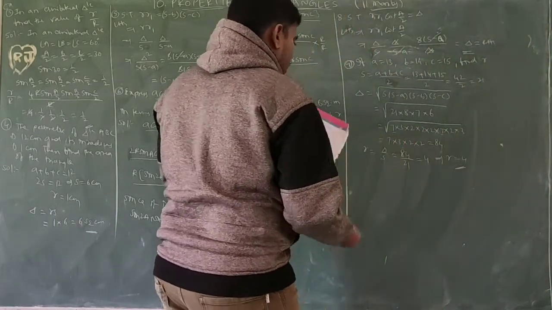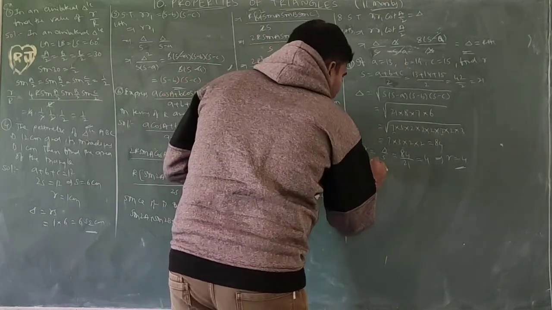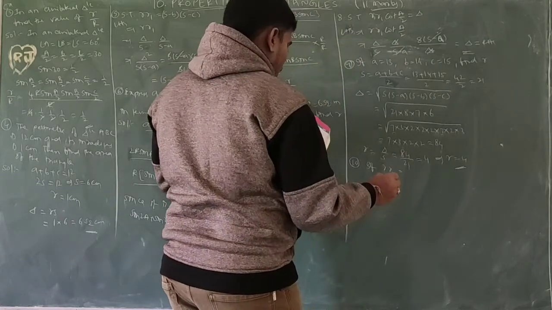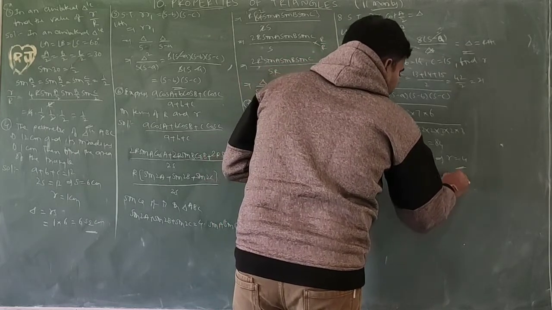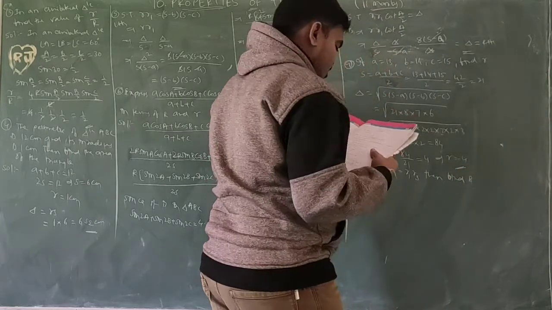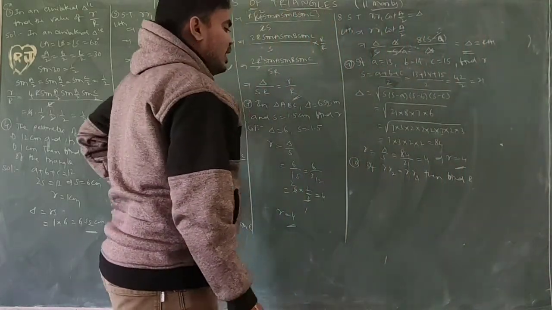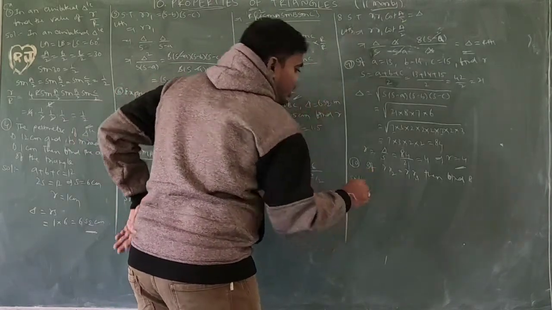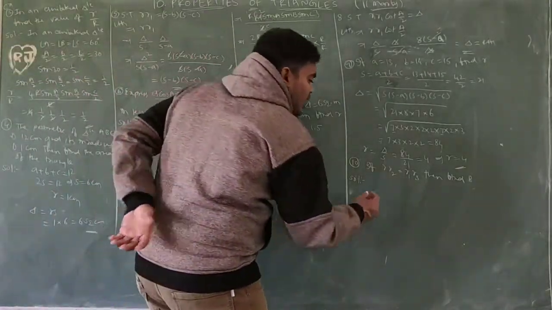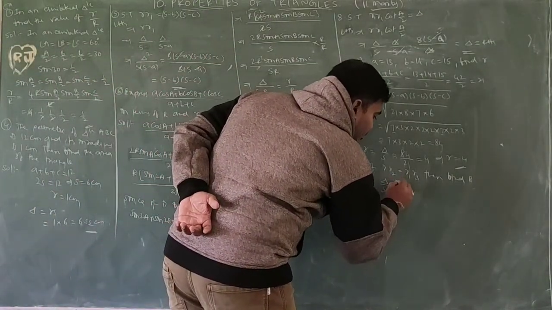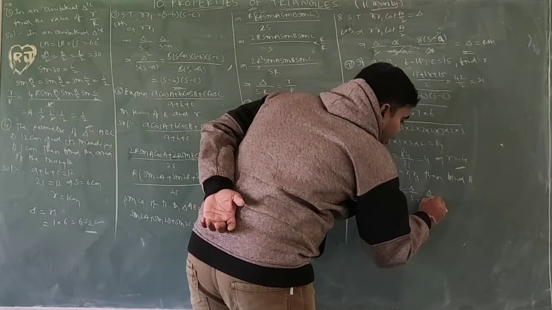The 10th one is, if R2 equal to R1 R3, then find B. Solution. I want to write all the possible formulas. The formula for r2 is delta by S minus b, r1 is delta by S minus a, r3 is delta by S minus c.